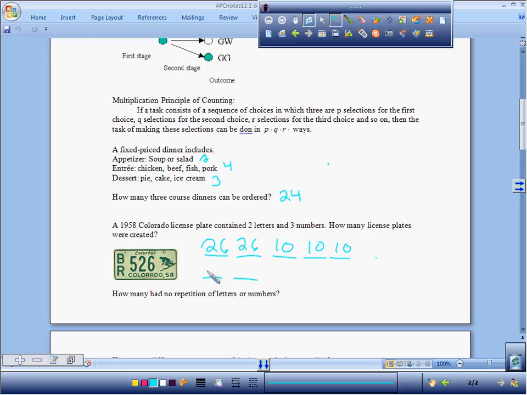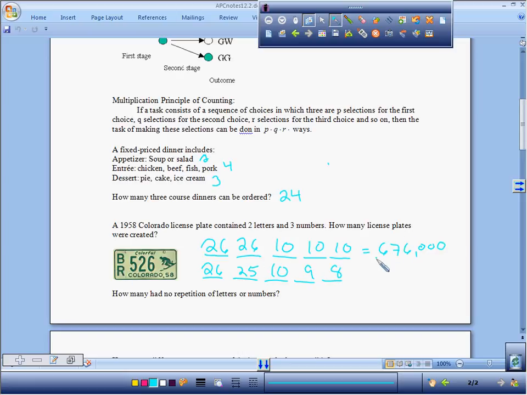So if there's no repetition of letters, you still have 26 for this, and 25 for that. How many choices for this? 10. And you're not allowed to repeat, so times 9 times 8. And if you multiply this out, what's 26 times 26? Anyone have a calculator handy? 676. So this is going to be 676,000. That's how many different license plates you could have if this were your license plate.